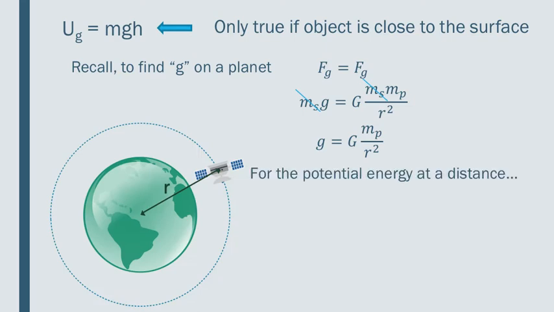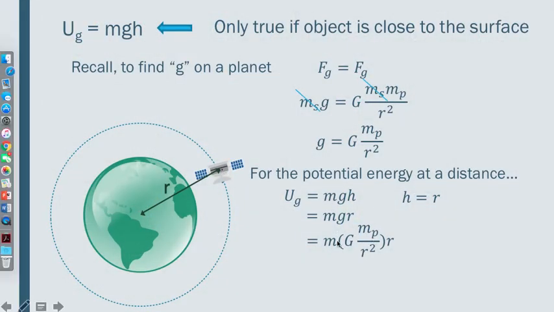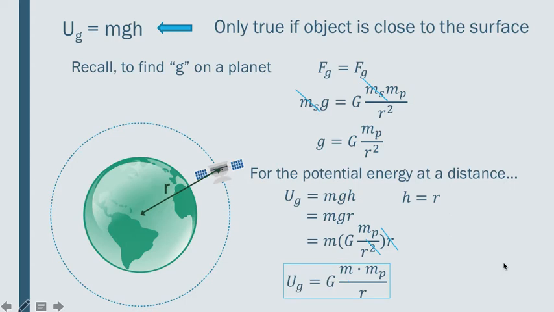So if we look at a satellite, the satellite is going to be our object, above Earth, and we want to find the potential energy of this satellite at a distance, so it's not right at the surface of Earth. Let's start with this equation, the one we already know: gravitational potential energy equals mgh. H in this case would be our r, distance, so mgr. Based off what we solved for g earlier, which is gravitational constant times mass of the planet over r squared, if we substitute that in, we get m times G, mass of planet over r squared, times r. Our r's cancel, leaving us with our new equation for gravitational potential energy at a distance.